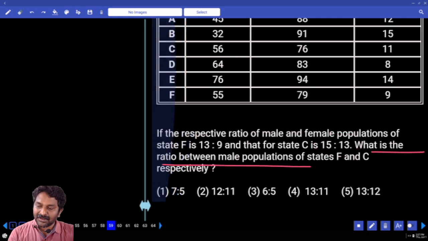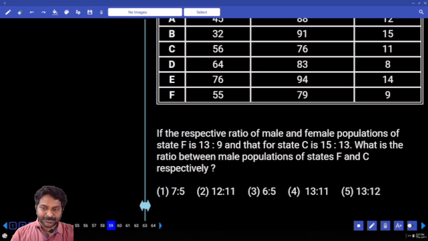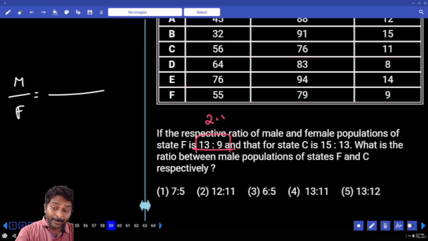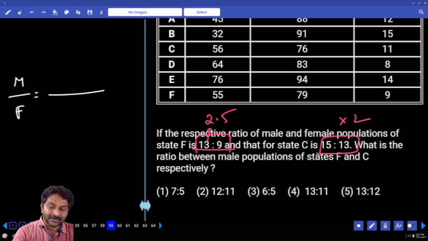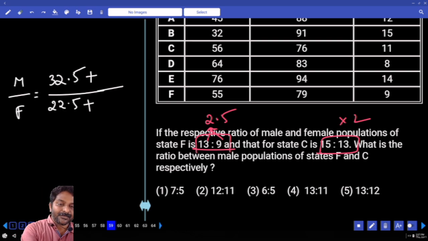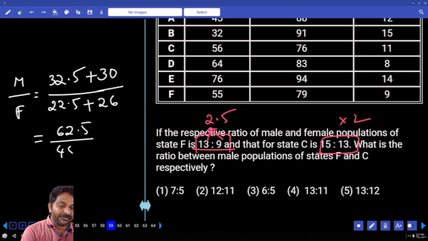What is the ratio between the male population of state F and state C respectively? State F, male and then female. How many times for F did we discuss? And for C, let's directly do it. 13 twos, 13 halves, 6.5. 26 plus 6.5 is 32.5. Next, 9 twos, 9 halves, 18 plus 4 and a half. This is for F, and we also need to calculate it for C. It is exactly 2 times, right? That is 30, 26. Numerator 62.5, denominator 48.5. In order to eliminate the decimal, I can simply double it.